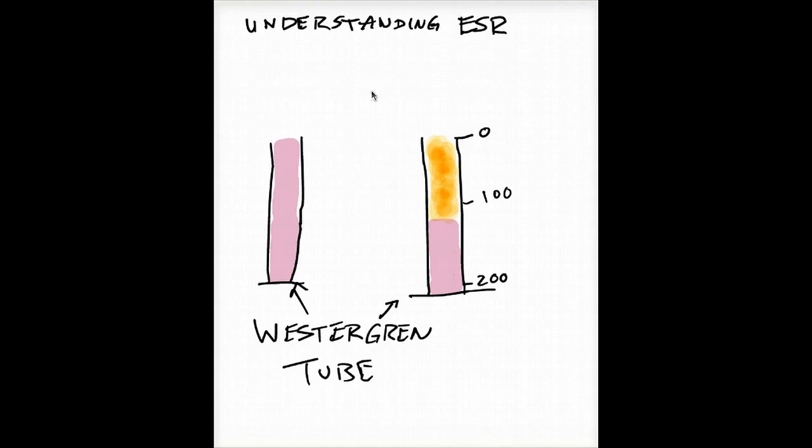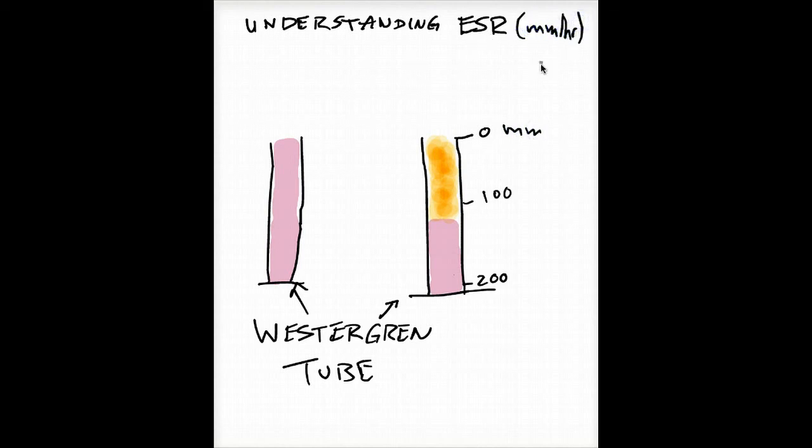Now we're going to discuss the ESR, which is the erythrocyte sedimentation rate. Now, what the ESR is testing essentially is the speed at which a red blood cell will settle when we put it into a tube. Now, the tube we use is known as a Westergren tube, and these tubes are measured in millimeters, and the way we measure ESR is going to be in millimeters per hour.